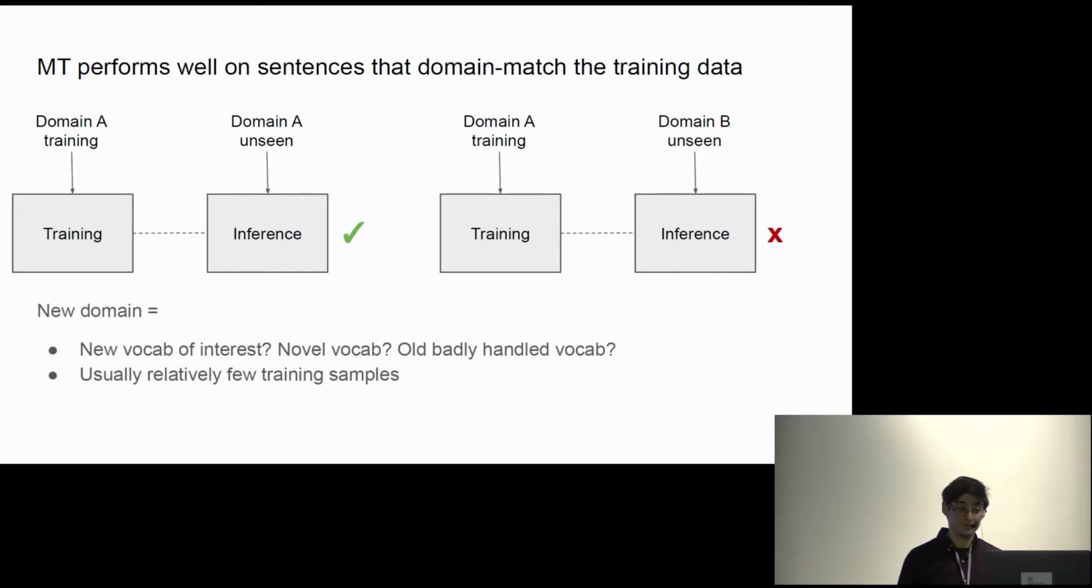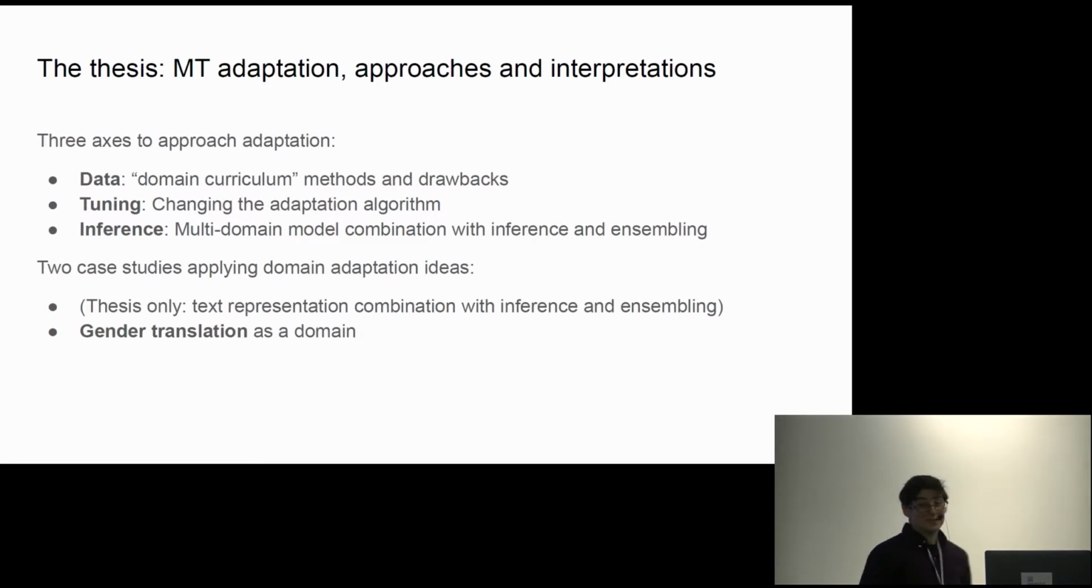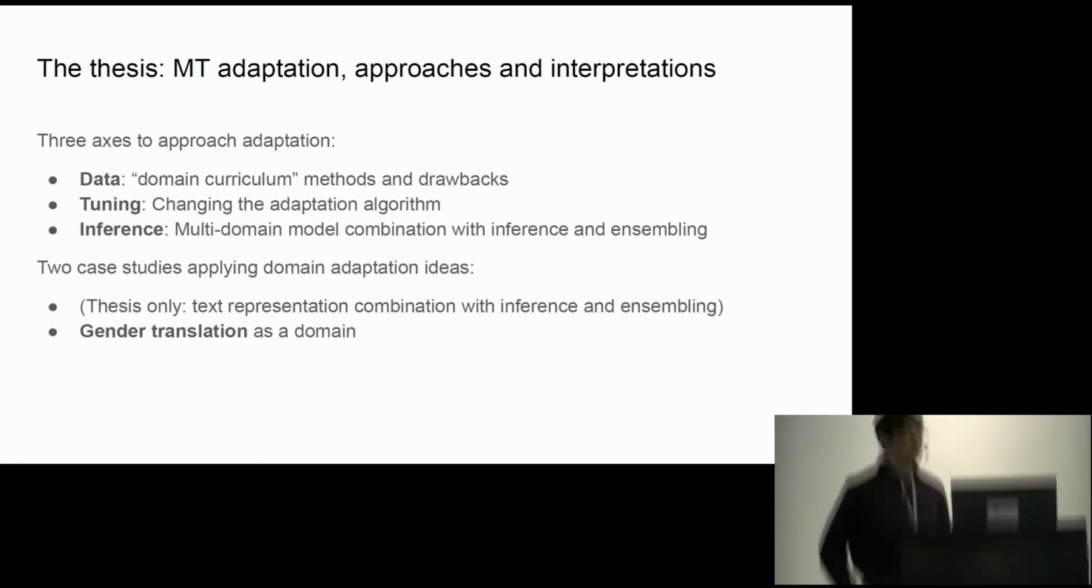So domain adaptation. There are a lot of ways to do it. I don't claim to cover nearly all of them in the thesis, but what I do is take 3 different axes to domain adaptation. The first, what I call data-centric, is exploring the different ways you can show data to the model, so a different order of domains. The other is tuning, so actually changing the algorithm that you use to adapt a model. And then the third is a slightly different approach. If you assume that you have maybe a generic model and a domain-specific model, at inference time, how should you translate a new unseen sentence?